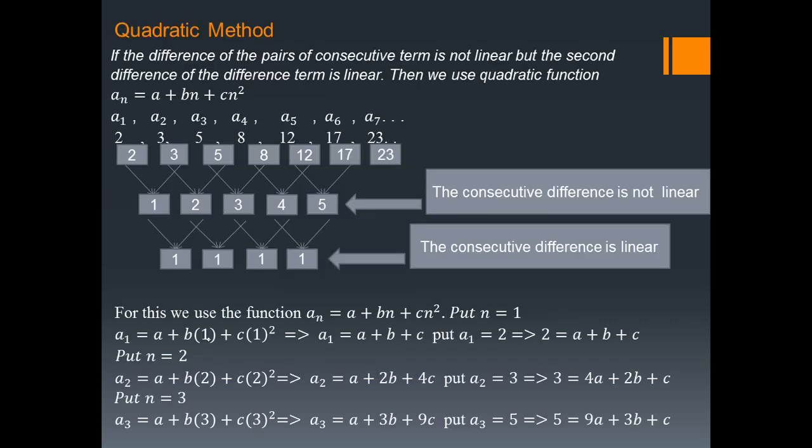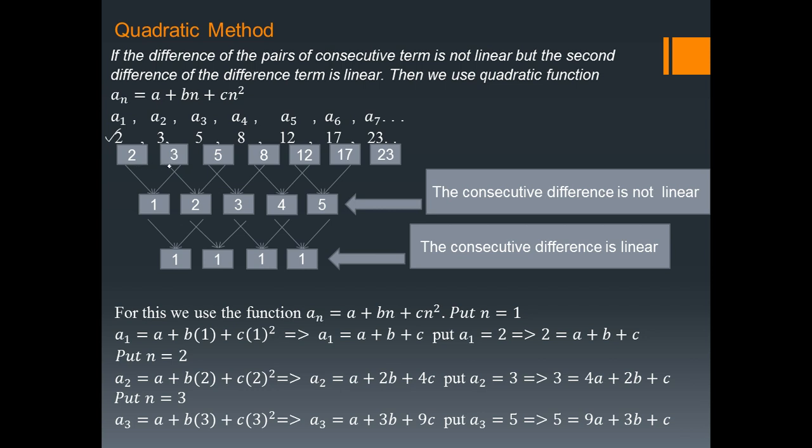Now coming to the quadratic method. If the sequence is not linear, then for example, we are taking this sequence: 2, 3, 5, 8, 12, 17, 23.